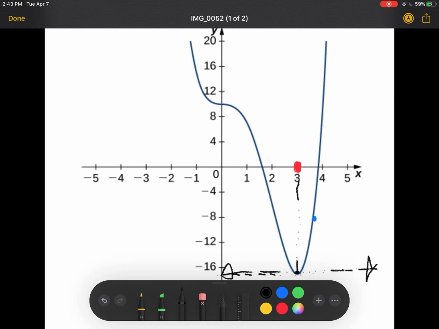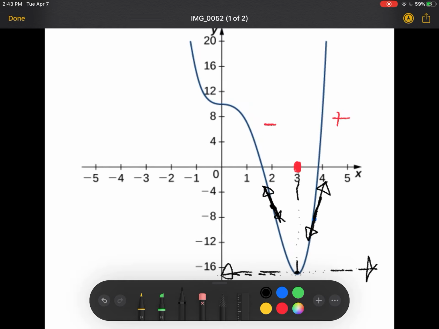Now what's happening in our function to the right of this point? Well, this is, I made it blue, I meant to do black. This is a slope that is increasing and positive. So it means that after 3, our slope must be positive. And before I get to 3, this is a slope that is decreasing and negative. So that means that to the left of 3, my slope must be negative.